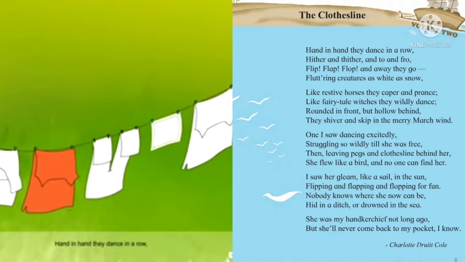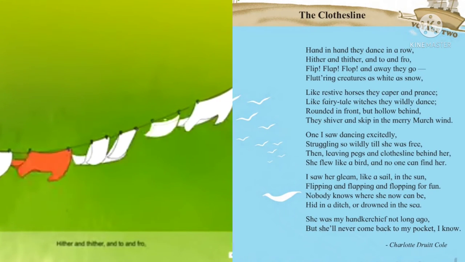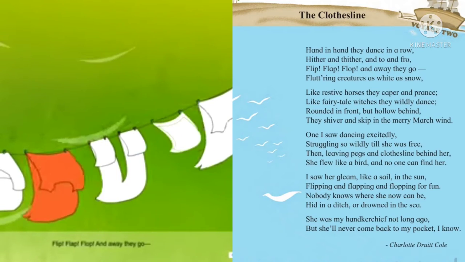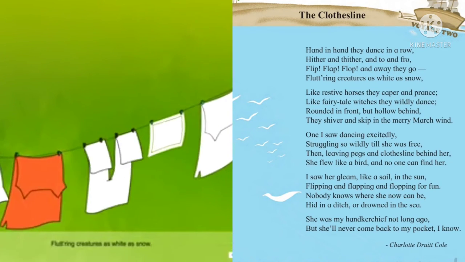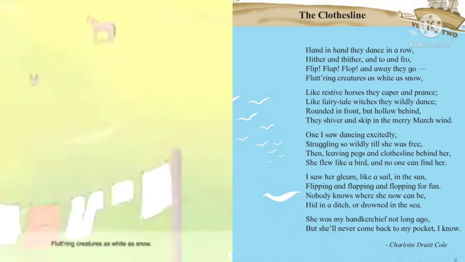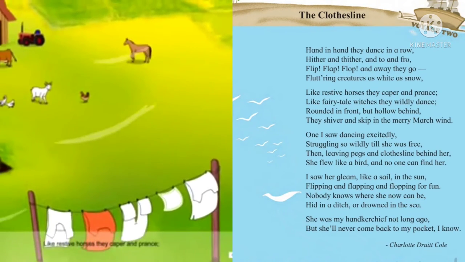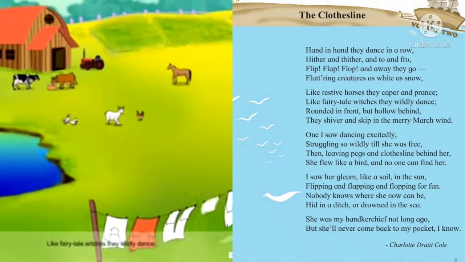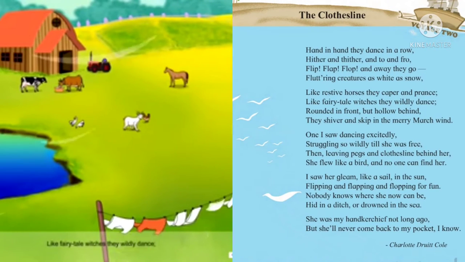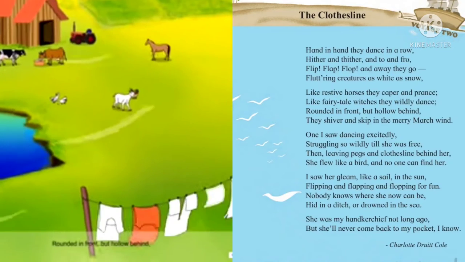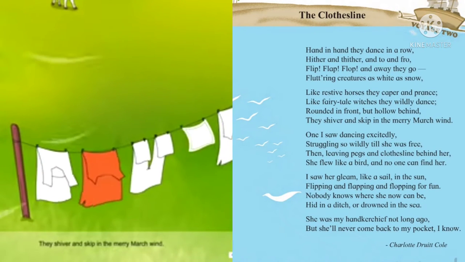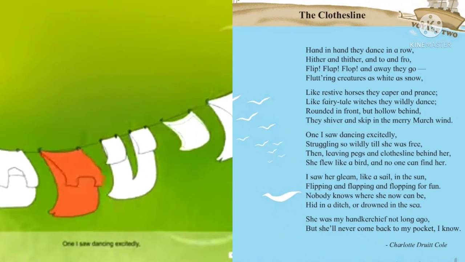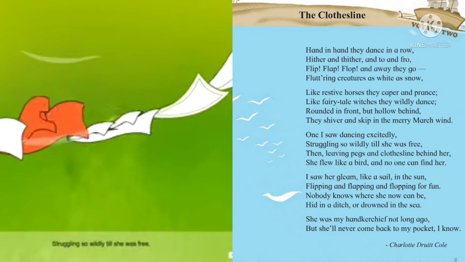So students, over here, the poetess is trying to tell us that when the wind blows, all the clothes that are there on the string, on the clothesline, what happens? There is a movement in them, right? And that happens because of the blowing of the wind. So when the wind blows, all the clothes start moving and they seem as if they are dancing in a row.